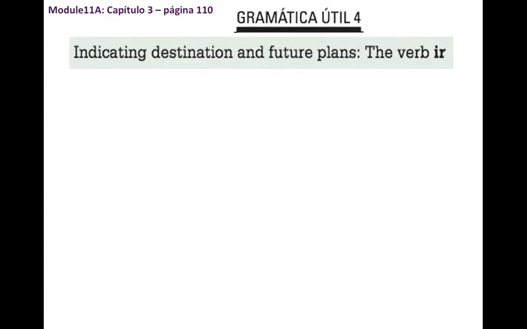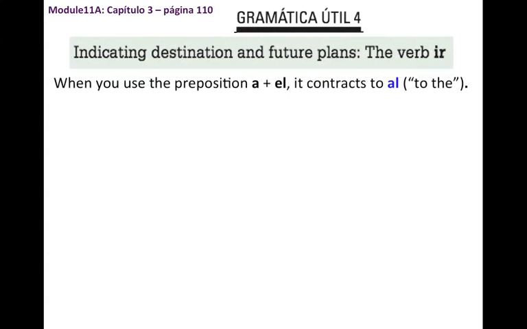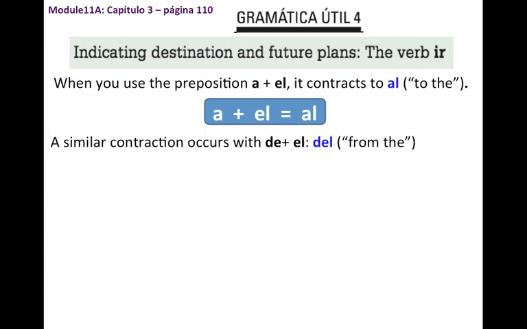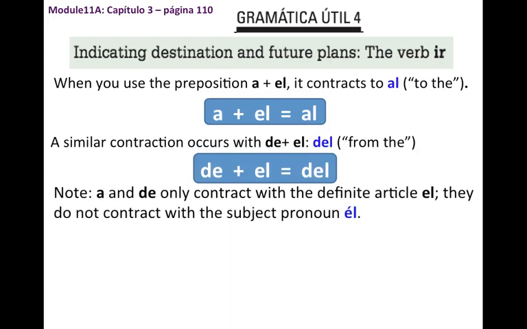So a bit of a review. When you use the preposition a plus el, it contracts to al, to the. Looks like this. Similarly, this happens when de and el contract. So of the or from the. Now note that only a and de will contract with the definite article el. They do not contract when the subject pronoun él with an accent is used.